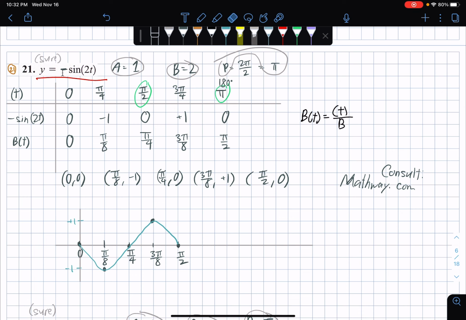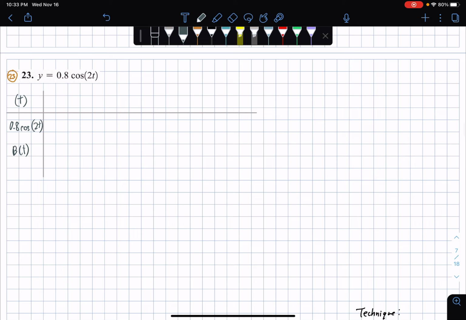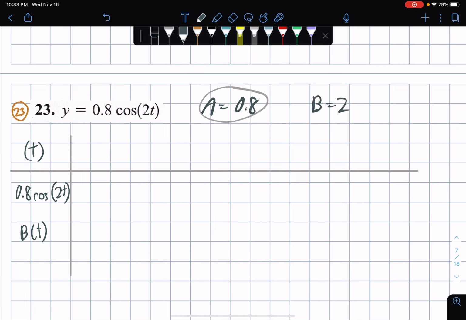Okay, let's move to number 23. This is no longer a bonus, but if you still want to make sure, still consult mathway.com. Just type in the equation and look for answers of the graph, or basically the graph itself. Okay, number 23, 0.8, that's our amplitude, 0.8 cosine 2t. So 2 is the b value, therefore period is pi.